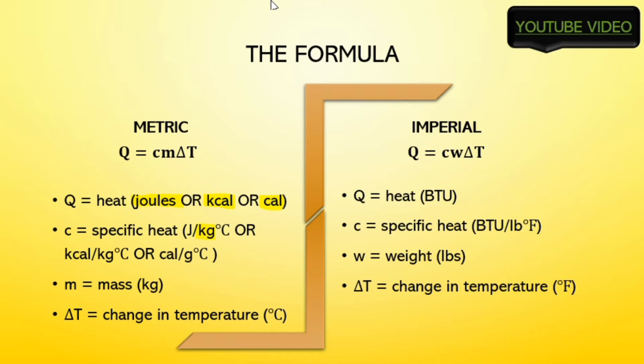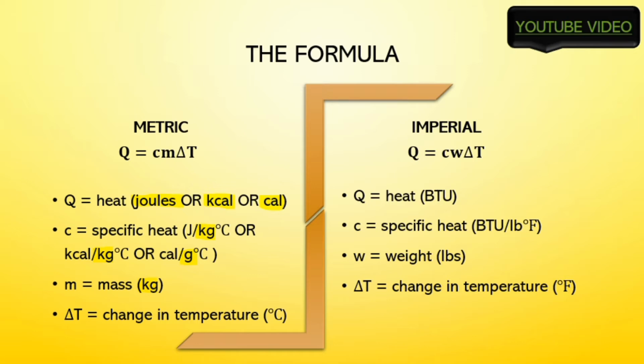If you're calculating for kilocalories, notice that your mass must be in kilograms as well. And if you're calculating for calories, notice that your mass is in grams. So here it says mass in kilograms, but if you were solving for calories, you would use grams instead. Imperial is nice and straightforward. We get out BTUs, we put in pounds, and degrees Fahrenheit.